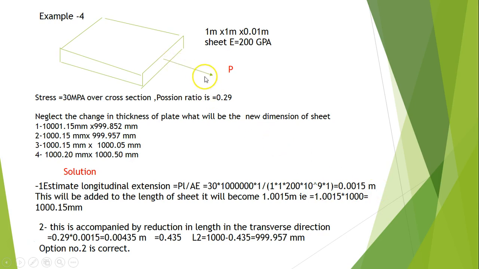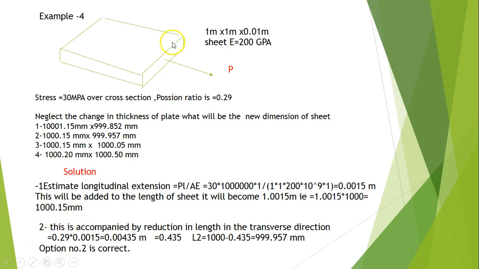This is due to the tension force. The extension happening here will be added to that direction. Instead of 1 meter, it will become 1 meter plus 0.0015. So 1 multiplied by 1000, in order to convert it into millimeter, it will become 1000.15 millimeter.